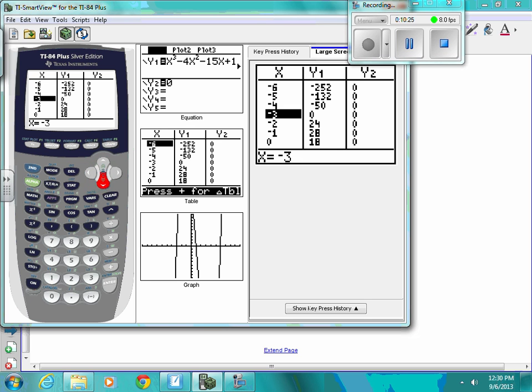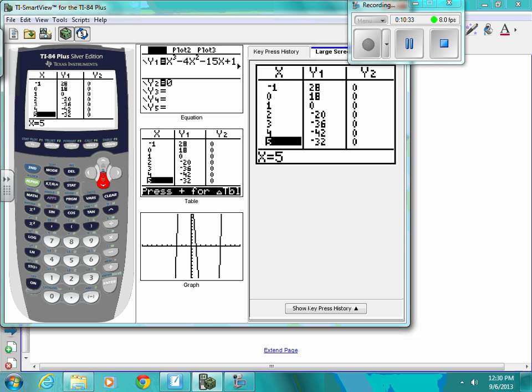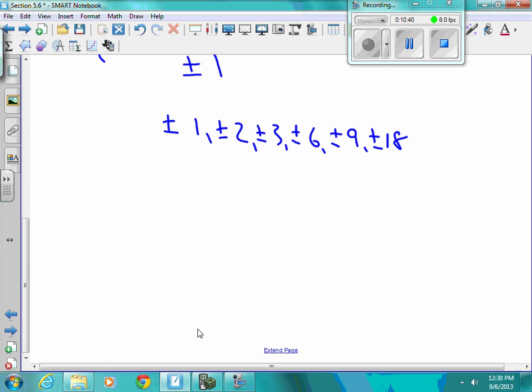So if we look at our graph here, I'm going to cheat, look at my graph on the other window down there lower, and I can see if we can get down here to about 5 or 6. Looks like 6. So negative 3, 1, and 6 appear to be intersection points. Those appear to be our zeros.